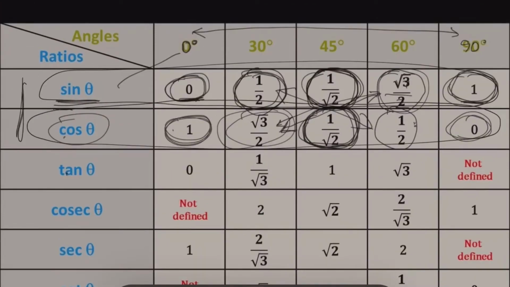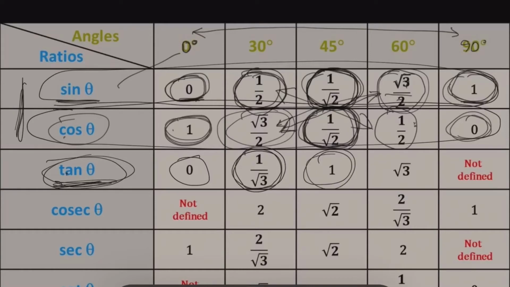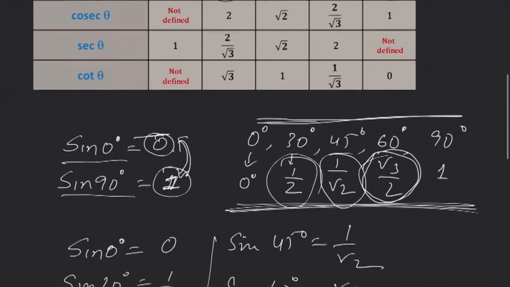Okay, now tan theta. Tan 0 is 0, tan 30 degree is 1 by root 3, tan 45 is 1, and tan 60 degree is root 3, and for tan 90 degree the value is not defined. Okay, so tan is very easy to remember.